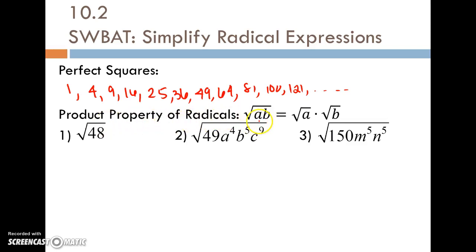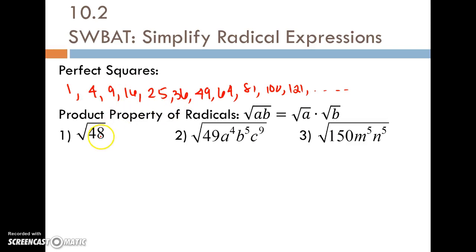The square root of a times b is equal to the square root of a times the square root of b. So we can separate them out into two separate radicals once we get them broken down. I'm looking at the number 48, and I'm trying to figure out the biggest perfect square that goes into 48. I start with 36, because it's the closest one without going over, and then I work my way to the left of it.